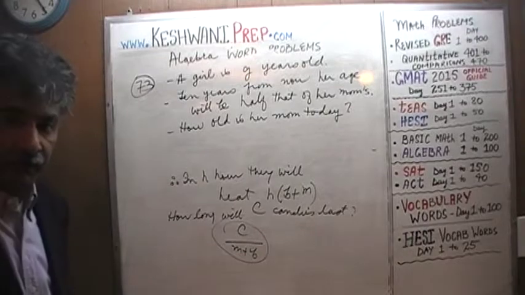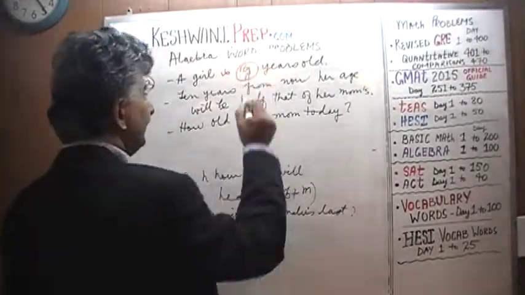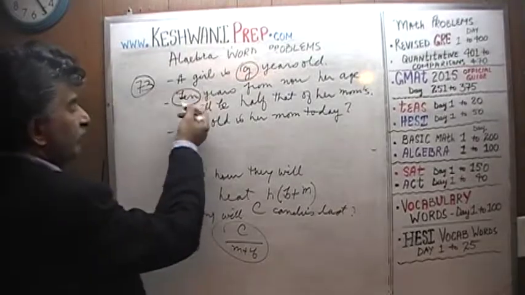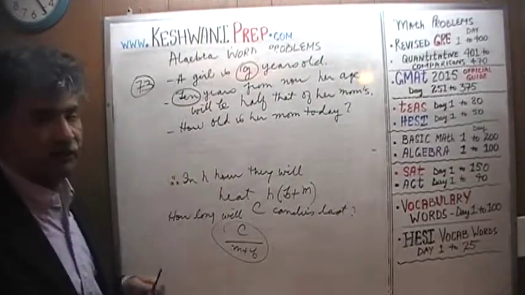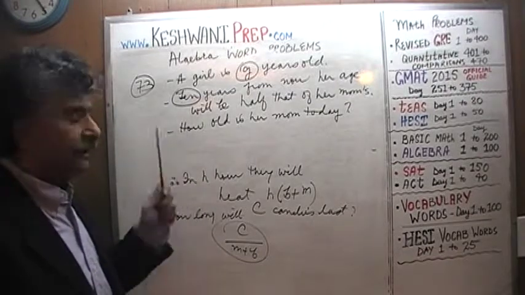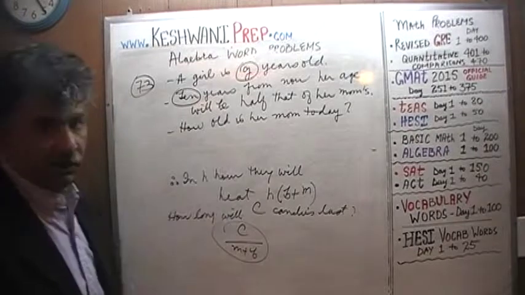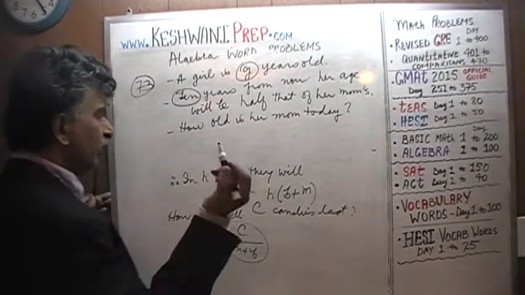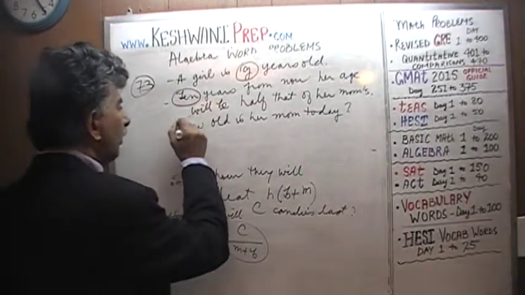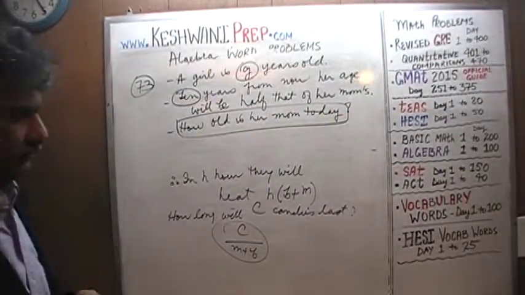We do it conceptually. The very first thing we have to understand is, what is the unknown here? G is not the unknown. This 10 years is the known quantity. Instead of 10 years, had they said T years or N years, it still would have been a known quantity because they're telling you how many years from now. G is not an unknown quantity. The unknown quantity here is what they're asking us: how old is her mom? That's the only unknown quantity.